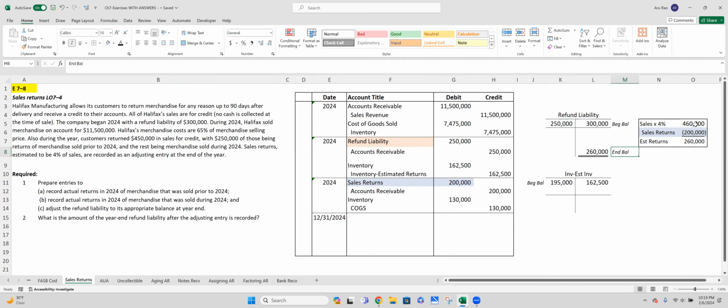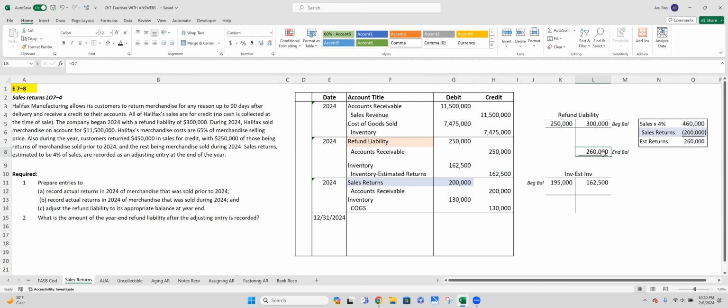Once again, 4% of my sales, $11.5 million in 2024. My sales is $11.5 million. 4% of that I expect will come back. 200 of that already came back. So I need to do the planning for my estimated returns. Another 260 is going to come back. So I want to have a refund liability of 260 as the ending balance.